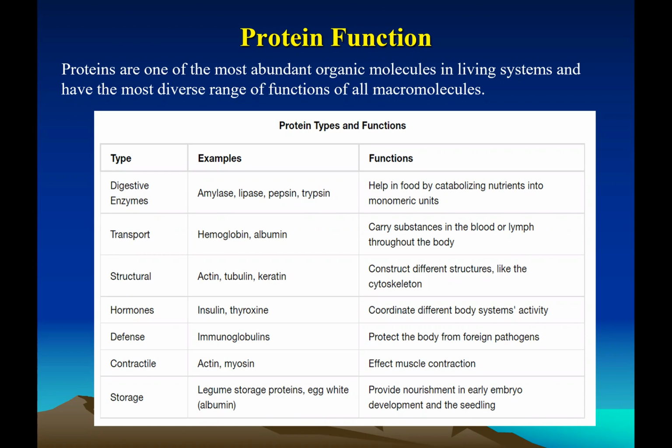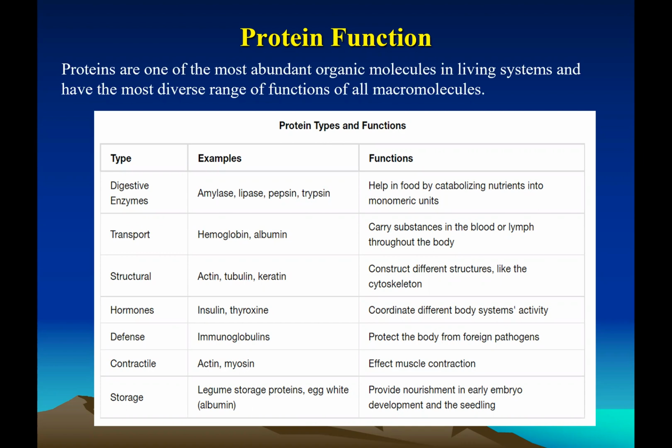The next macromolecule is proteins. It is one of the most abundant molecules in our body, and it has a series of functions. For example, all the enzymes in your body. Here it mentions digestive enzymes like amylase that's going to break down starch, lipase to break down lipids, pepsin to break down proteins. For all the digestive processes, these enzymes are important.